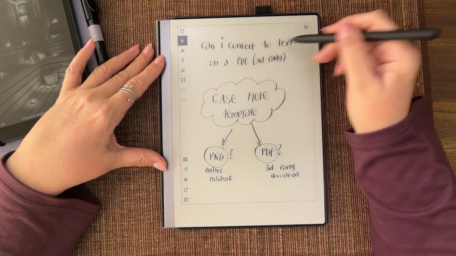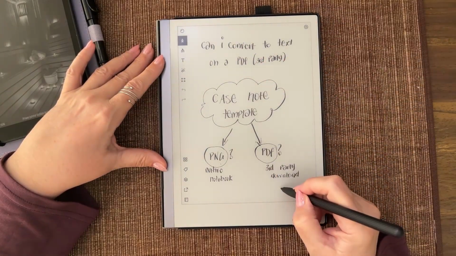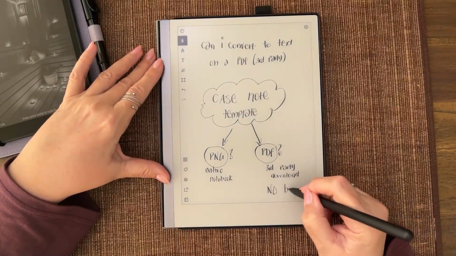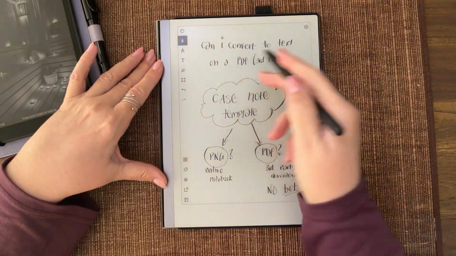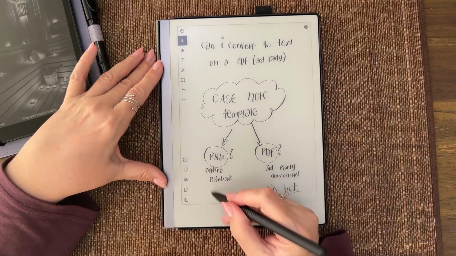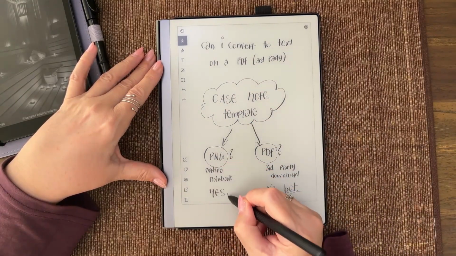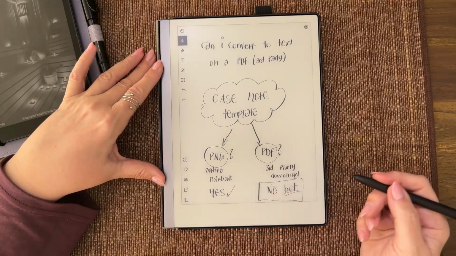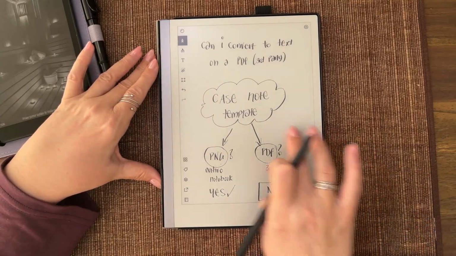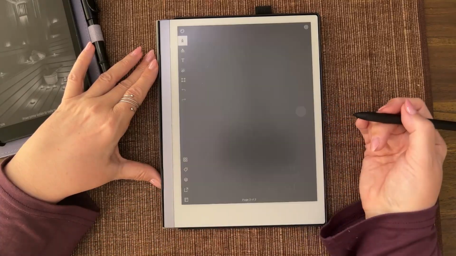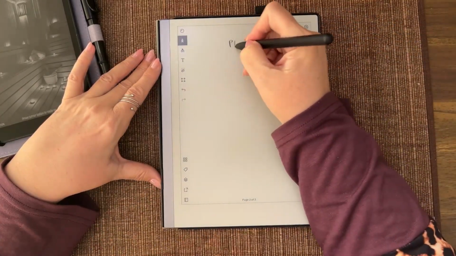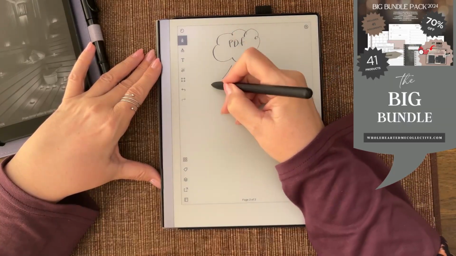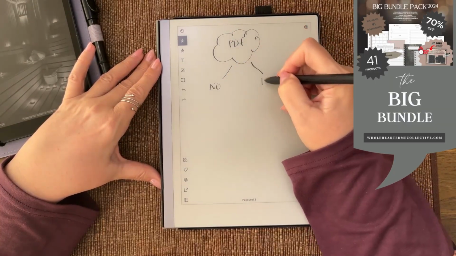So can I convert to text on a PDF? Okay, so it's no, but. Can I convert to text on a PNG? That's a yes. All right, what is the no but? What's the no but? Let us go to the next page. So I'm going to add a page. We're going to go PDF. There's a no and there's a but.